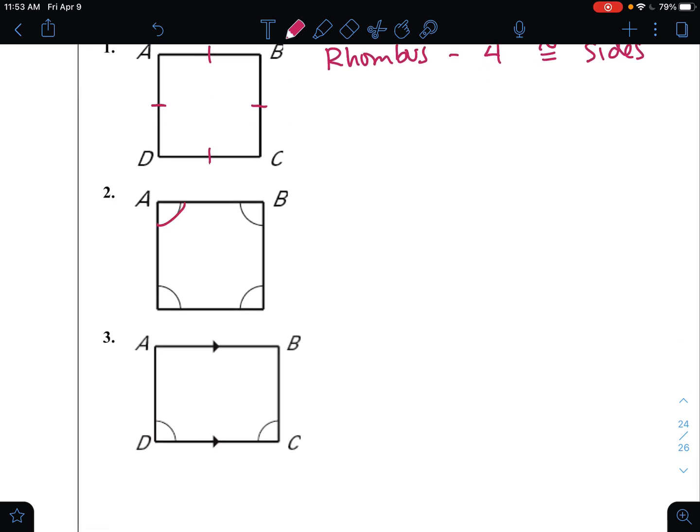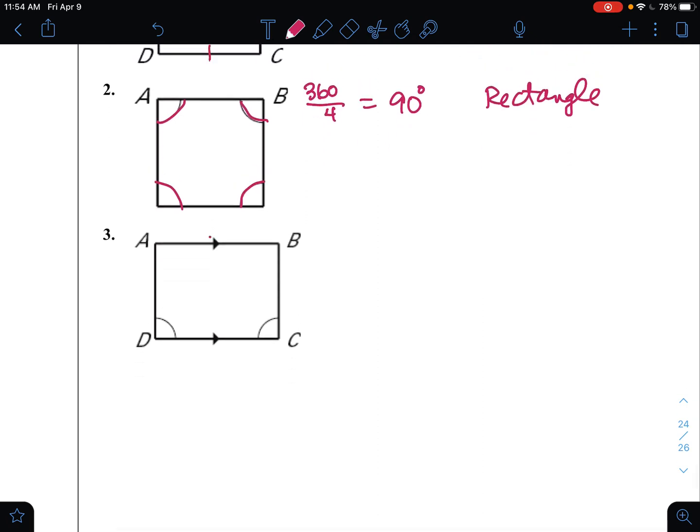Okay, number 2. I see angles being the same. So if all the angles are the same, I know they add to 360. 360 divided by 4 is 90 degrees. So this is a rectangle for sure. Can I go to a square though? I don't know anything about sides, so I'm stuck at the 90, so I have to stop at rectangle. This is only a rectangle.